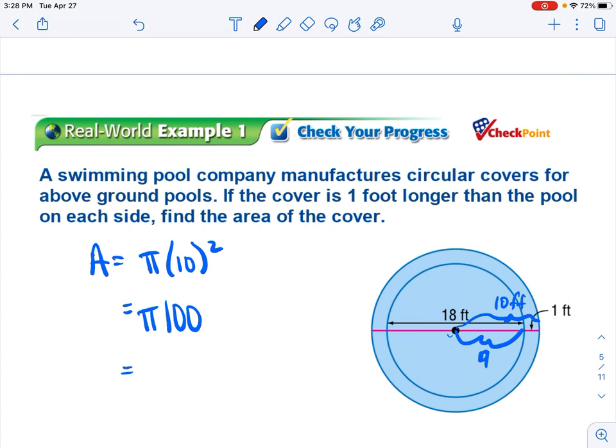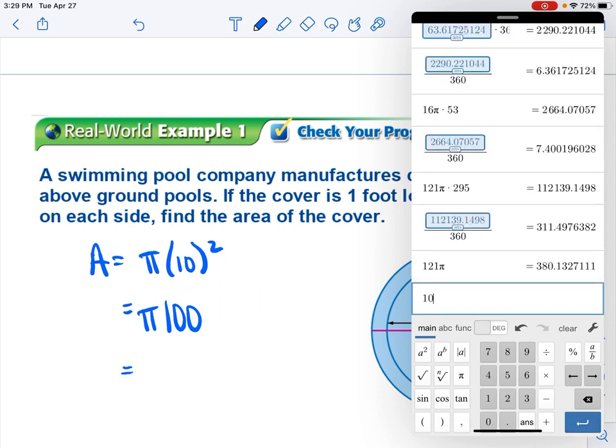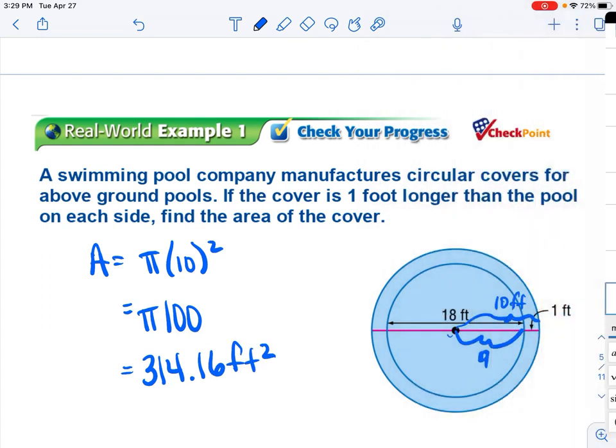And if you take pi times 100, you end up getting 314.16. This is in feet squared. All right, pretty simple here.